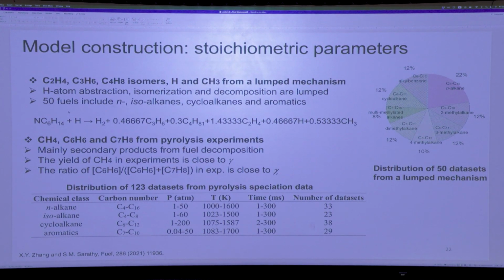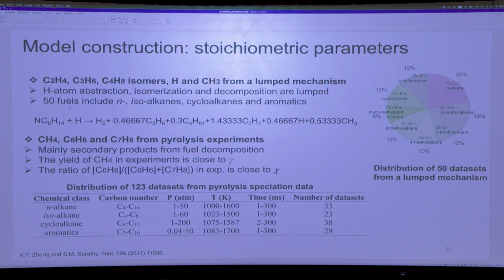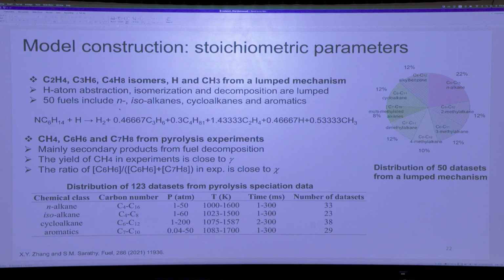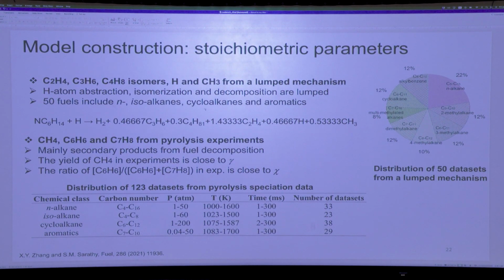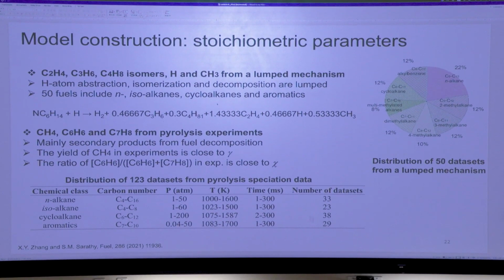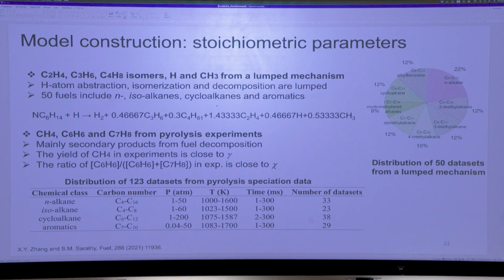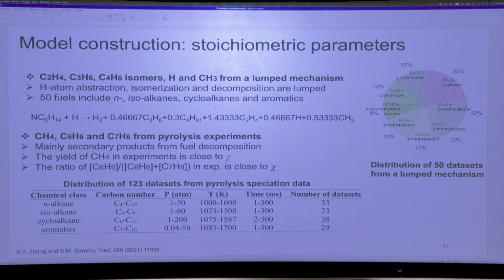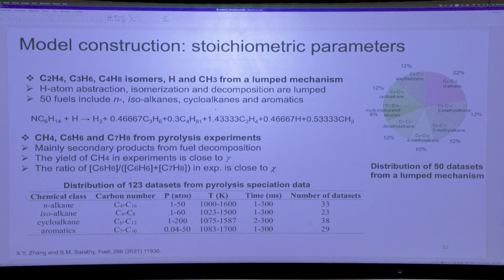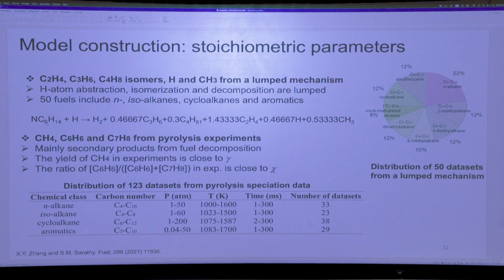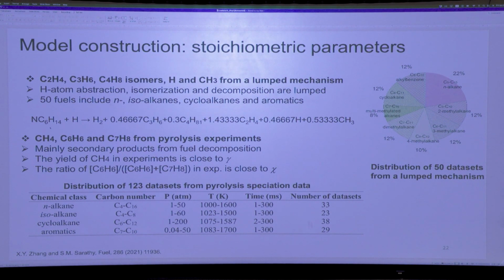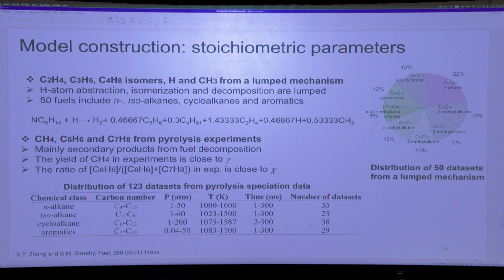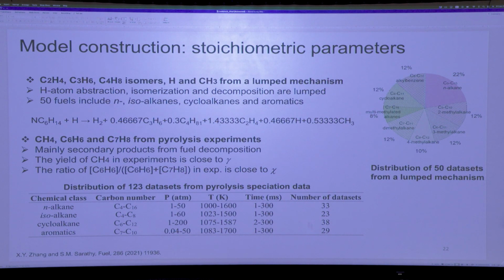So we took detailed models for N-alkanes, isoalkanes, cycloalkanes, aromatics. We built these models for 50 different fuels. And then from the model, you can start to calculate at different temperatures what the yield is. For example, from hexane, C6H14 reacting with the H radical, the stoichiometric coefficient for propene, for butene, for ethylene, for H radical, for methyl.